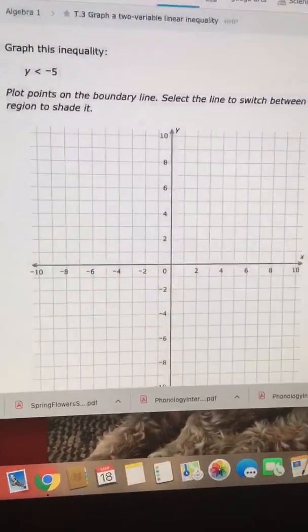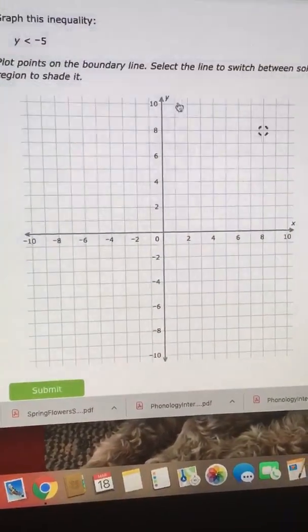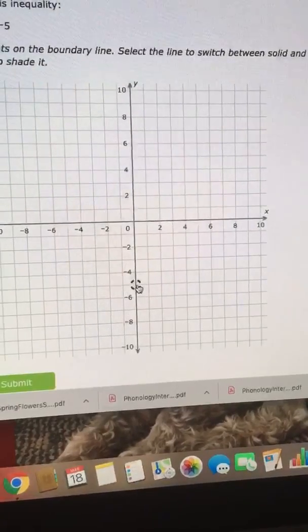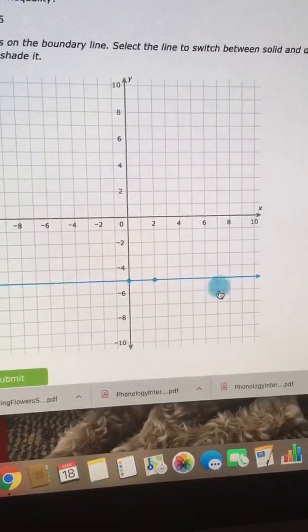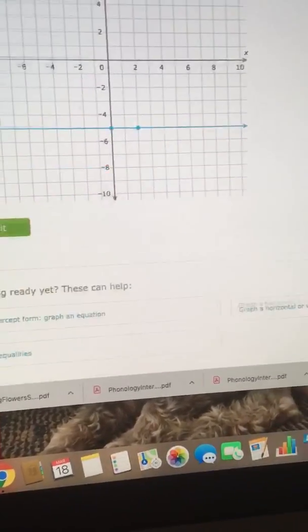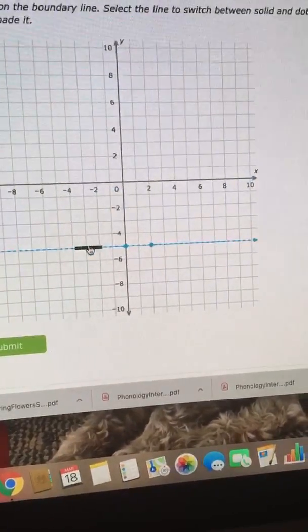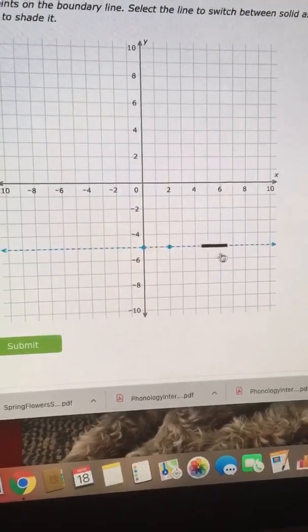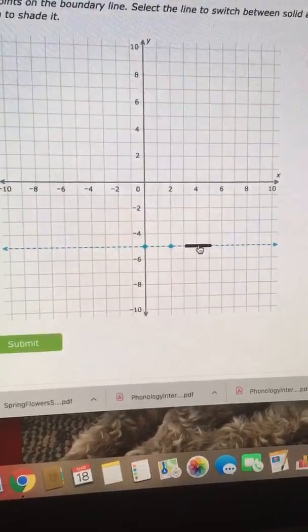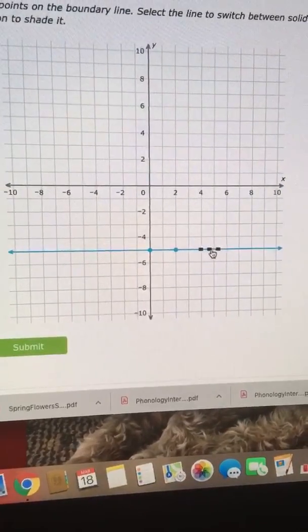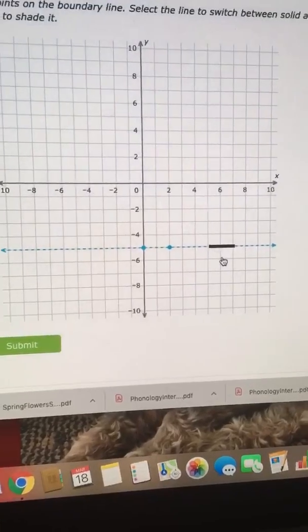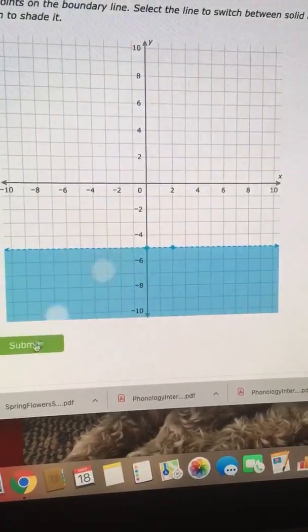This one would be a horizontal line. Of course, they're not giving us any in slope-intercept form, so we need to draw our horizontal line at negative 5. It should be a dashed line, so let's see if we can get it to be dashed. See, if you double click on it, then it will turn to dashes. If you click on it again, it will turn to solid, but we want dashed here, and we want less than or equal to, so shade below.